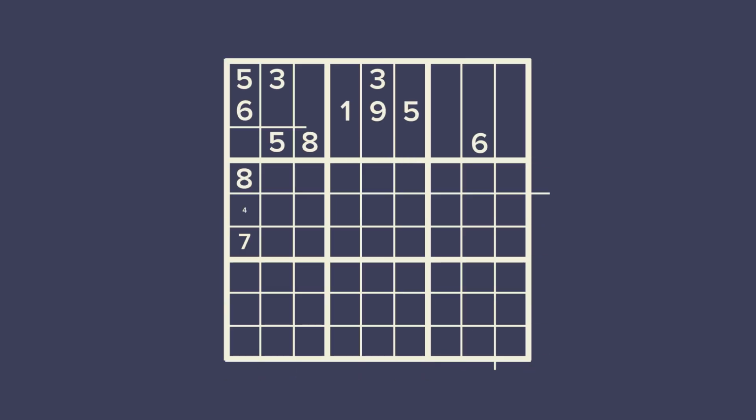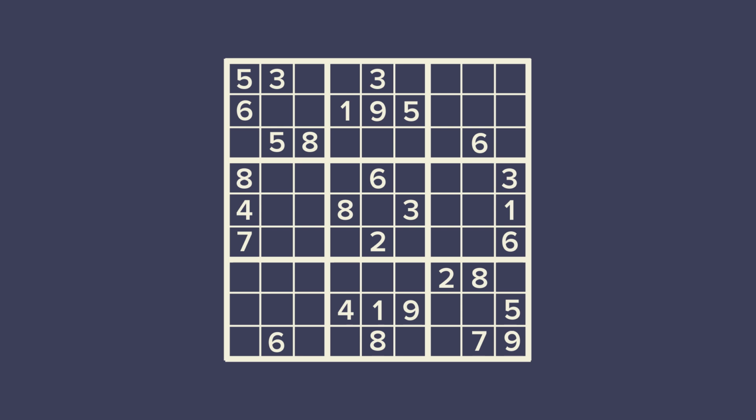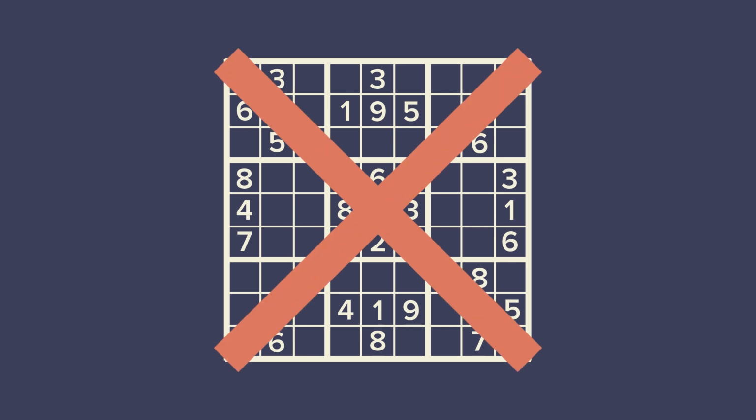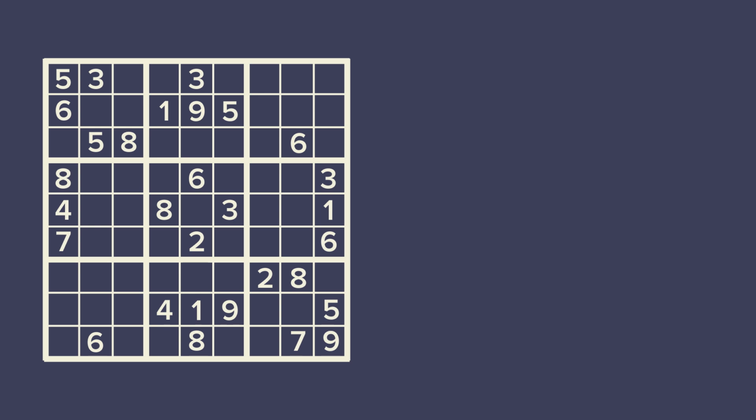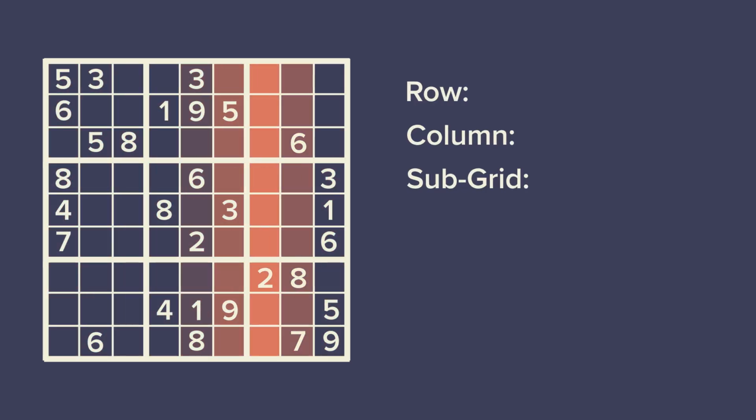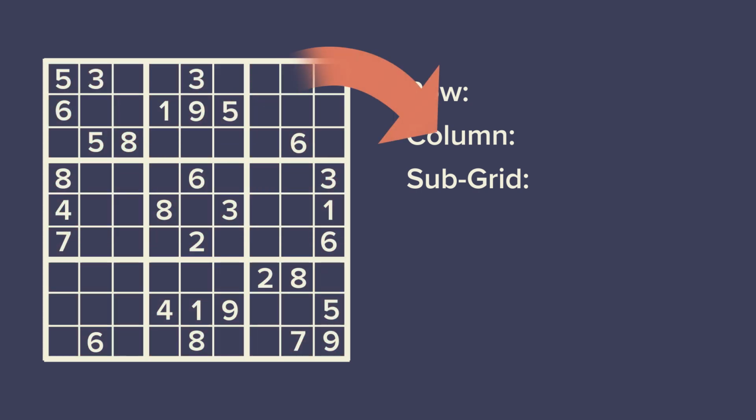To do this, we need to make sure each row, column, and subgrid has only unique numbers. If we find any duplicates in these areas, the board is not valid. We start by setting up a way to remember the numbers we've seen in each row, column, and subgrid. As we go through the board, we update these lists with the numbers we encounter.